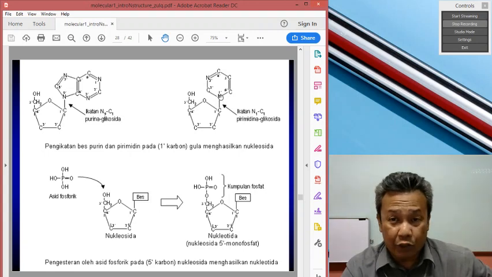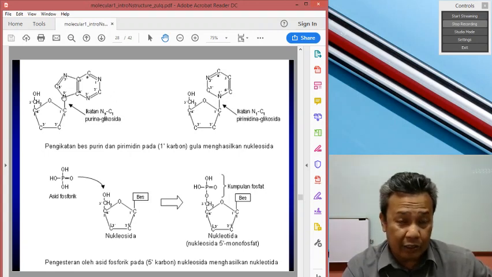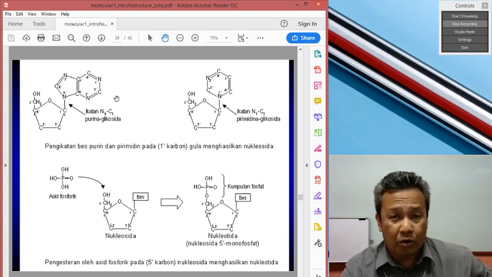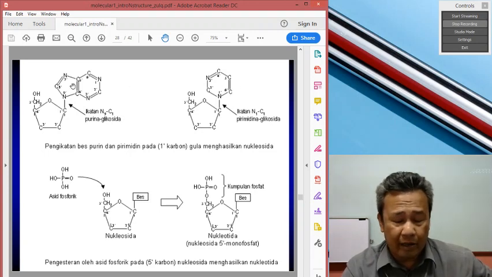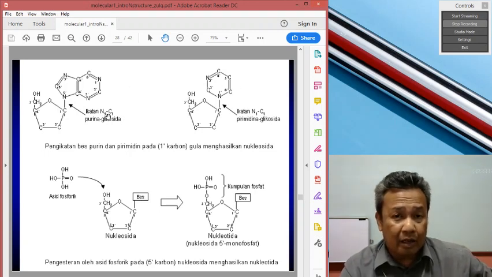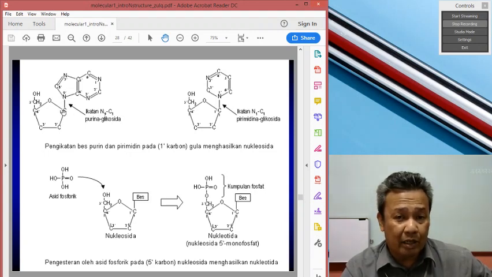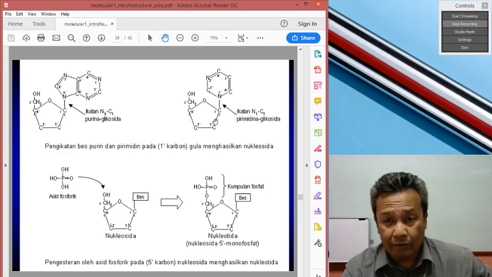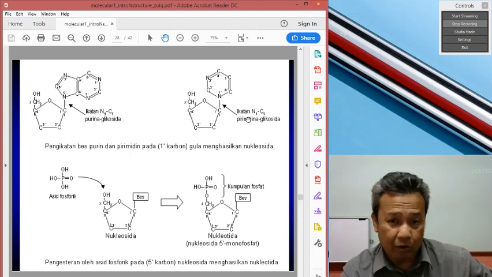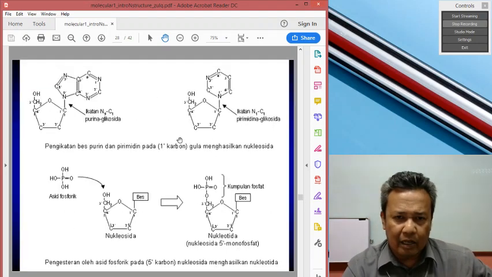Here is nitrogen 1, and here is nitrogen number 9. So for a purine, it is called an N9C1 glycosidic bond, whereas for a pyrimidine it is an N1C1 glycosidic bond. So that's just it.